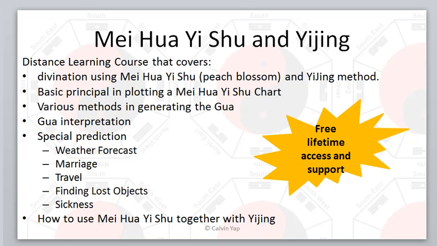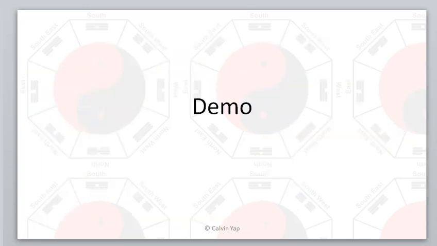I will also cover special predictions like weather forecast, marriage, travel, finding lost objects, and sickness. Last but not least, how to use Mei Hua Yi Su together with Yijing. Just note that once you sign up, you will get lifetime access and support on my LMS system. Next, we move on to the demo to show you what you get when you sign up for the class.